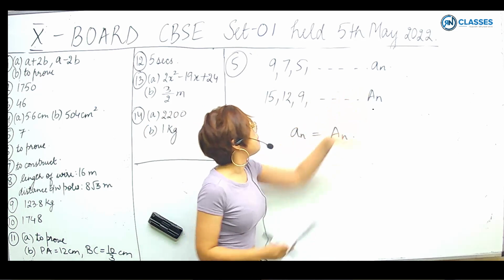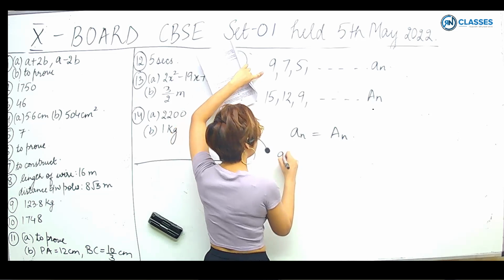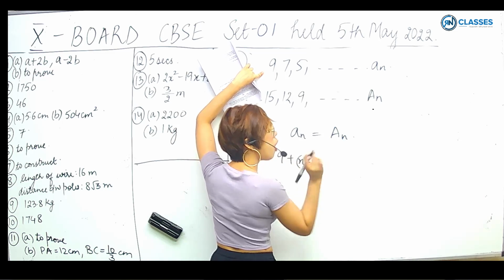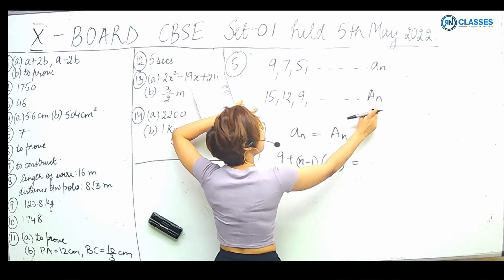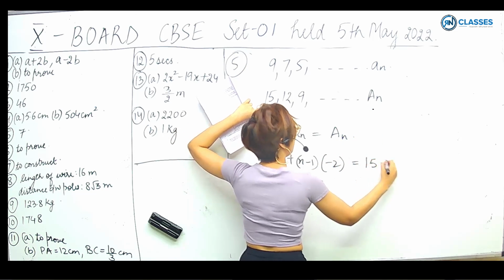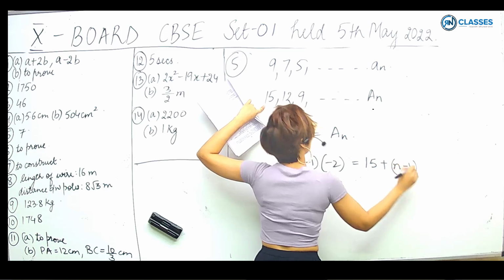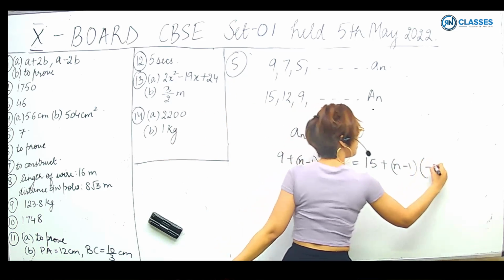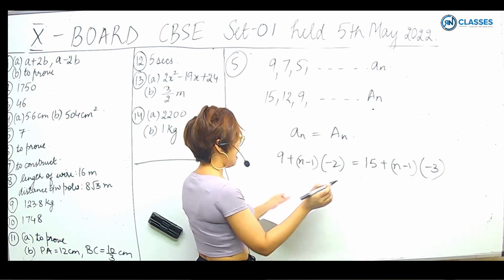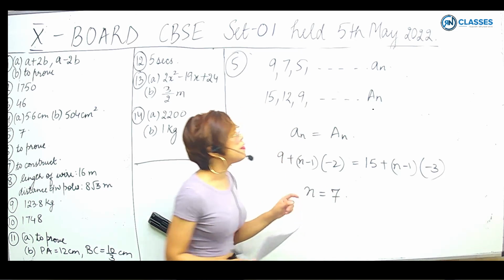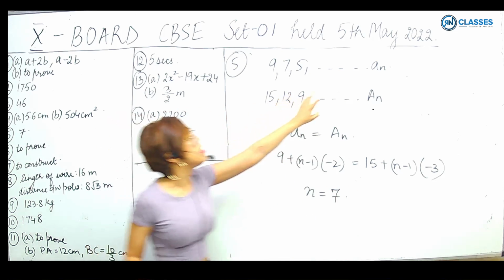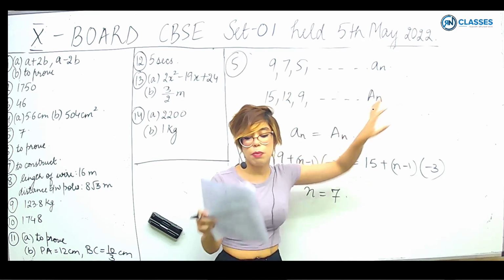The nth term of this AP is the first term, 9, plus n minus 1 into the common difference, which is minus 2, careful, is equal to the nth term of this AP, so 15 plus n minus 1 into the common difference, which is minus 3. And you'll solve it and n will turn out to be 7. So the 7th term of this AP and the 7th term of this AP would be the same.